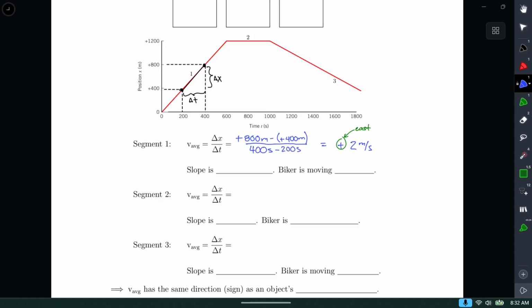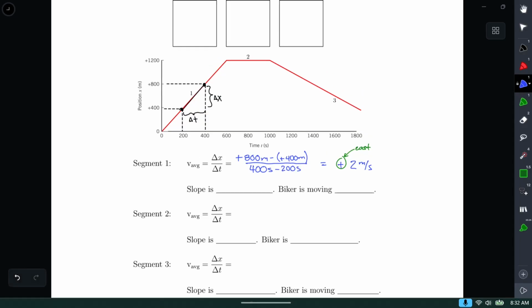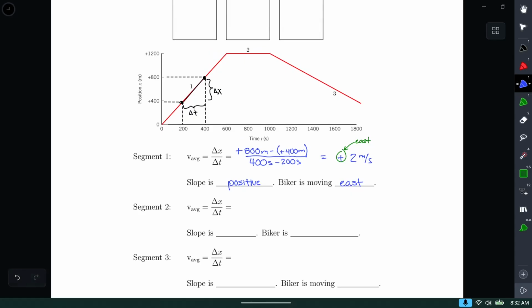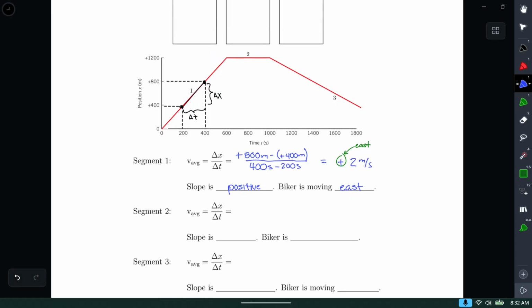And that does come out to positive 2 meters per second. I can tell just by the slope being positive that the biker was moving to the east, because we called east the positive direction. All right, what about segment 2? It's easier. It's 0 meters a second.